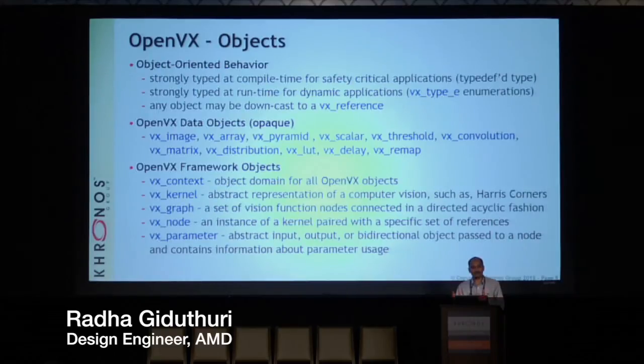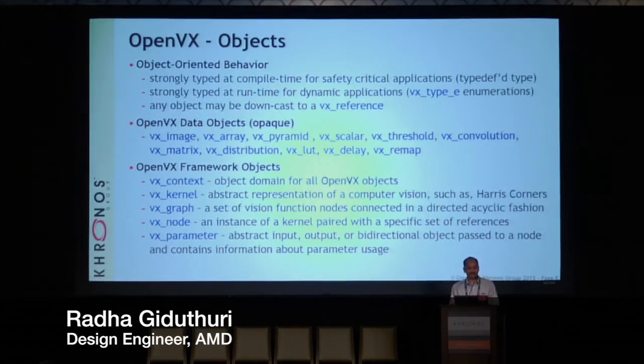If you try to compare this with the OpenCL model, you have a memory object as a general object, which can be used as an array or as an image. There is not much information given about the object to the framework, so the framework doesn't have much knowledge about how this object is being used. Since OpenVX defines various kinds of objects, the framework knows about them, and the implementation can take advantage of that knowledge to further optimize, because it knows the usage patterns, what the data represents, and things like that.